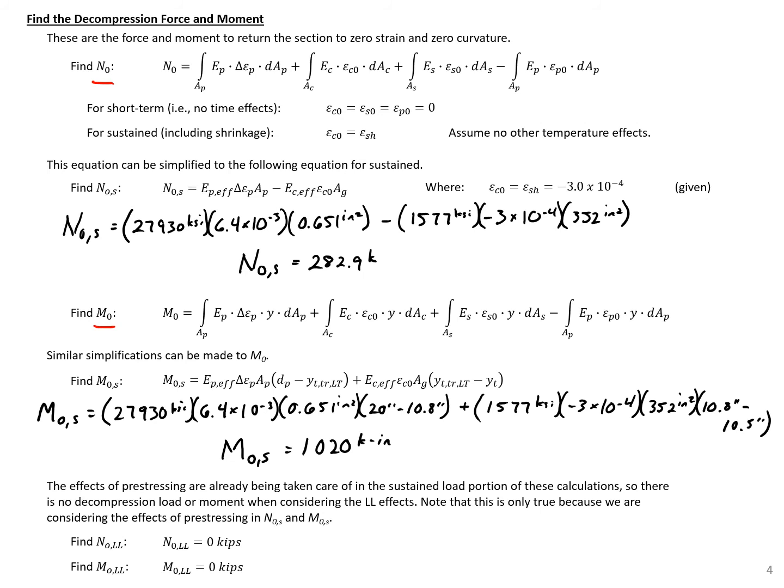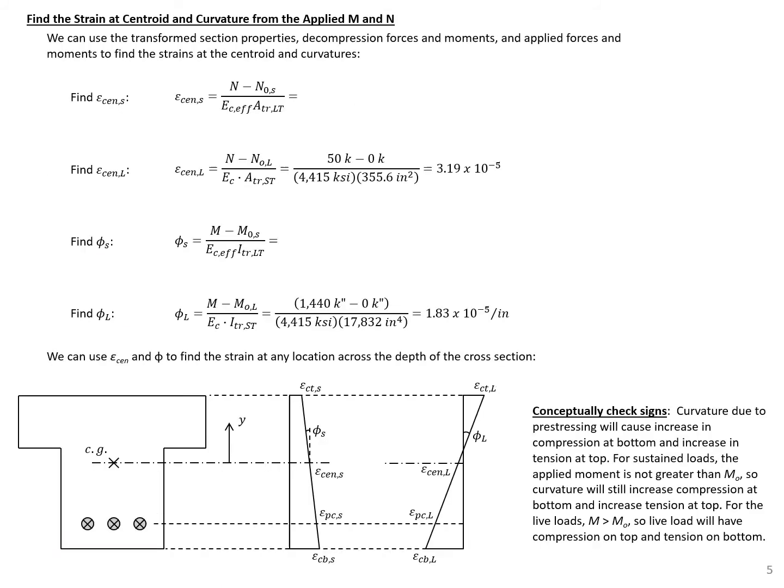Remember, because we're taking into account the effects of our pre-stressing and our long-term effects in our M naught sub S and N naught sub S, our live load N naught and M naught are going to both be equal to 0. So we don't want to count it in both places, so we're only including it in our M naught sub S and N naught sub S. And we'll use these values on the next couple slides to calculate our strains and stresses.